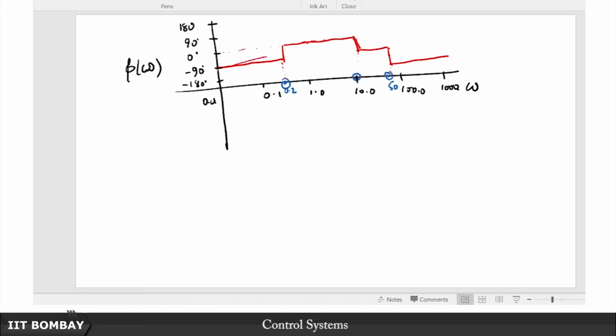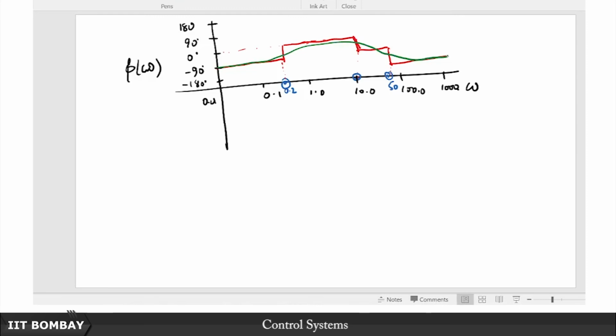I can now start approximating this. Maybe I should use the green color. So I can start approximating this like this. Yeah, maybe I don't know how it will exactly look. It will probably not go all the way up, this green fellow. So it's probably going to go like this and something like this.